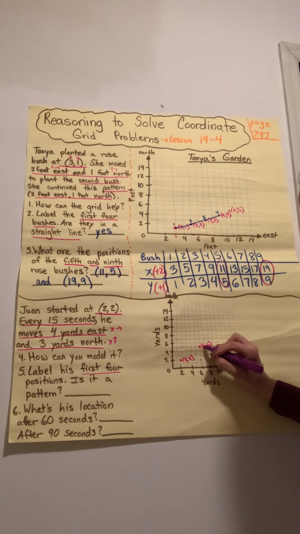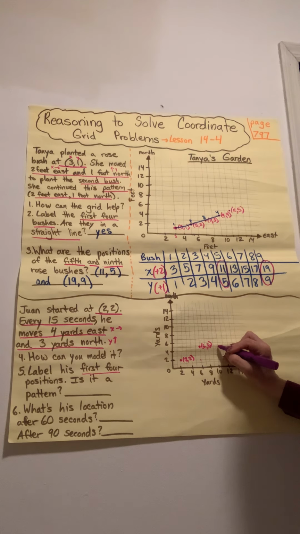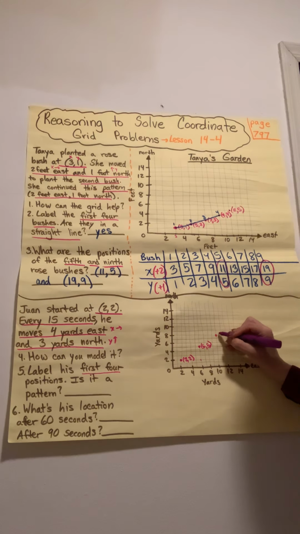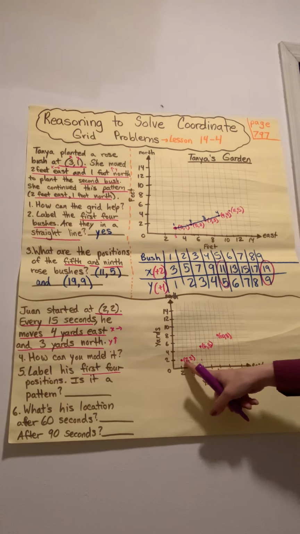So I was at 6, 7, 8, 9, 10. And 3 yards north, going up. 1, 2, 3, up right at the 8 where I should be. So 10, 8. Yeah, I see the pattern.